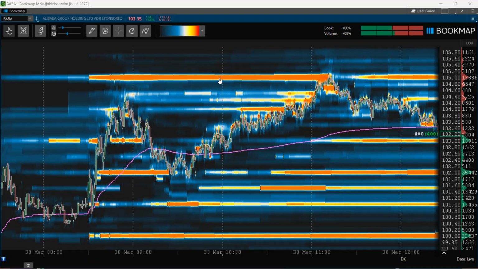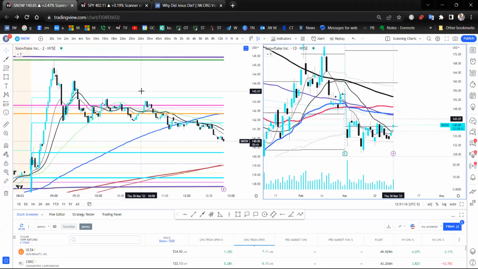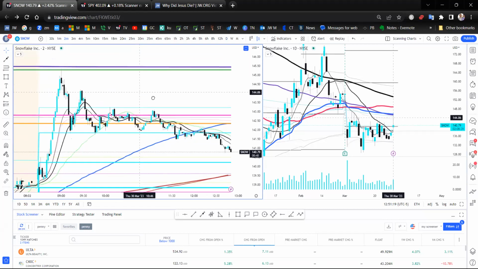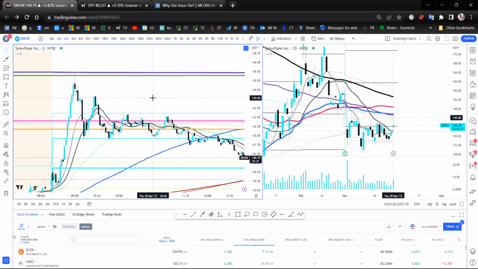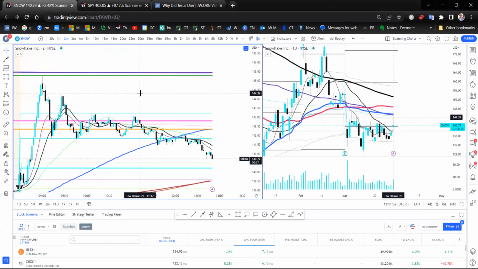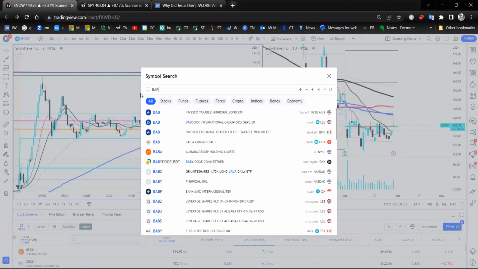Let's see here. There it is. You should be able to see here, this is on Snowflake. This was another no-brainer setup, and I could cover that as well. Just beautiful here into our $5 increment there, 145, loaded with liquidity on Bookmap. Just a beautiful textbook setup. So anyway, that one was beautiful.